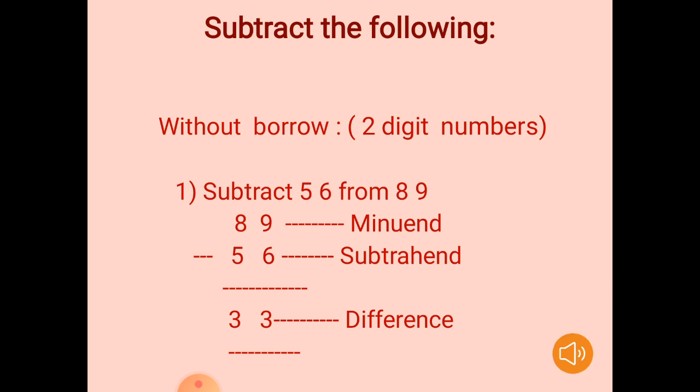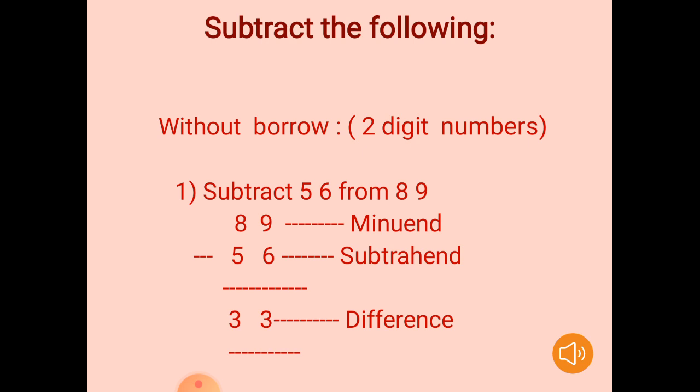After learning the terminologies of subtraction, let us solve a few problems on subtraction. Now as you all can see our question, subtract 56 from 89. Here 89 is a minuend, 56 is a subtrahend. So minuend is a bigger number, subtrahend is a smaller number. Remember, always remember, minuend should be the bigger number and subtrahend should be the smaller number.